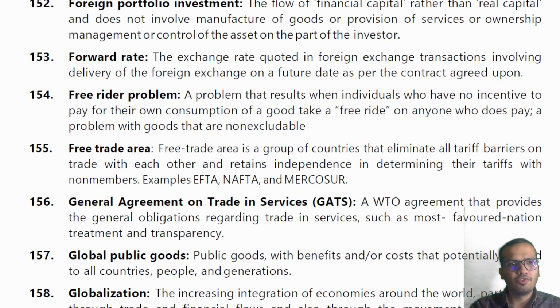Then comes number 153, foreign rate, forward rate. So the exchange rate quoted in foreign exchange transactions involving delivery of the foreign exchange on a future date as per the contract agreed upon.